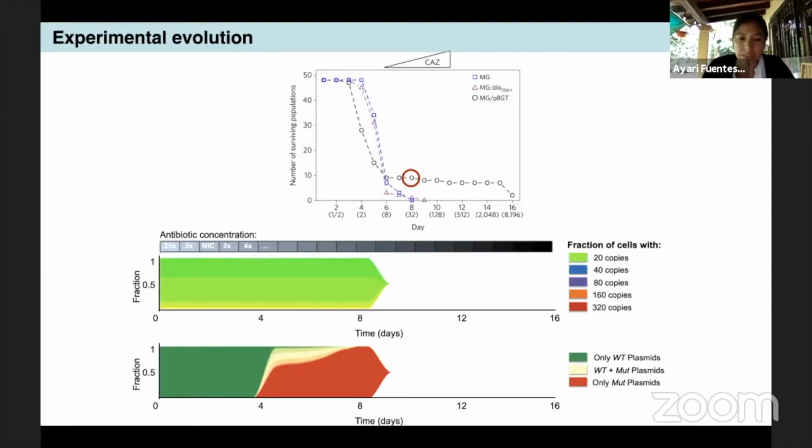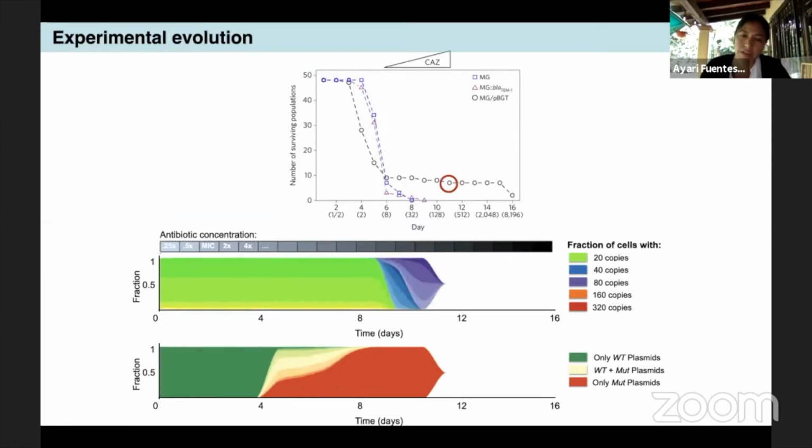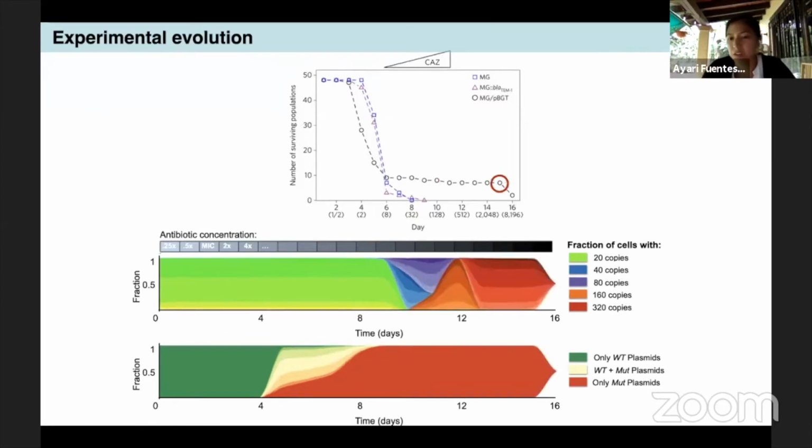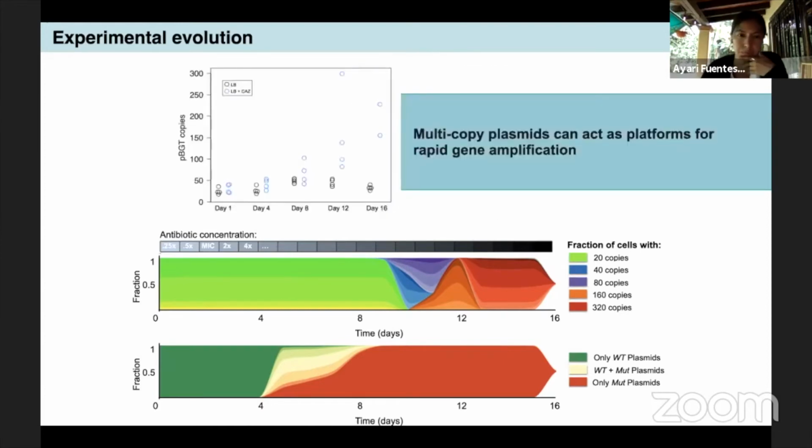in the population. And interestingly, after the new plasmid fixates, it starts increasing in copies, and we have around 320 copies of this plasmid. So maybe that is why they found really small numbers of surviving population, although they are really resistant. So this is the experimental data, and we can say that multi-copy plasmids can act as enhancers of rapid gene amplification.